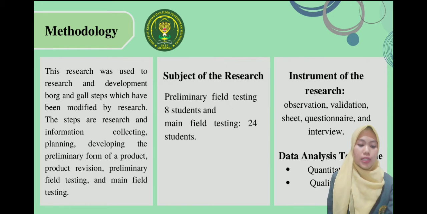The validation sheet is needed to measure the validity of the product the researcher developed. This validation sheet is filled out by 3 validators, which consist of a supervisor and an English teacher. The questionnaire is to obtain information from students. The researcher also used interviews to obtain information from students, with 5 questions, conducted with 5 students.